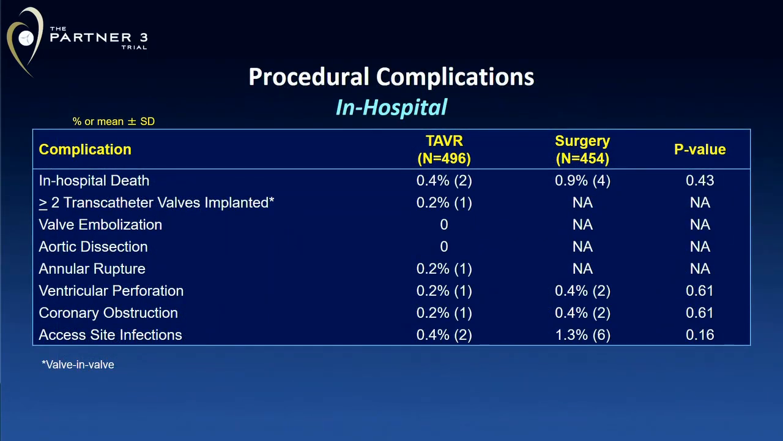So if we look at the in-hospital death, it was 0.4% in TAVR versus surgery 0.9%. There were only 2 deaths. So the results of the surgery are excellent, but our results are also as good as the surgeon. There was 1 complication of annular rupture in the TAVR, and there was one patient with coronary obstruction and one with ventricular perforation.